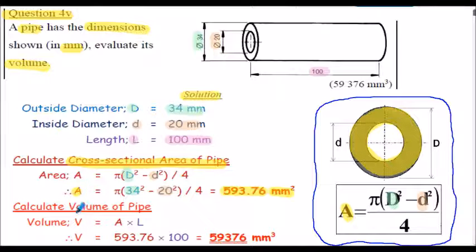To calculate the volume of the pipe, we know that the volume is equal to the area, A from above, multiplied by the length of the pipe given in the question. Inserting the values, the area from above, length of pipe given in the question, the volume of the pipe evaluates to 59,376 millimeters cubed.